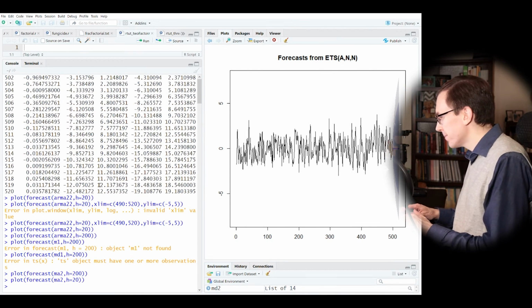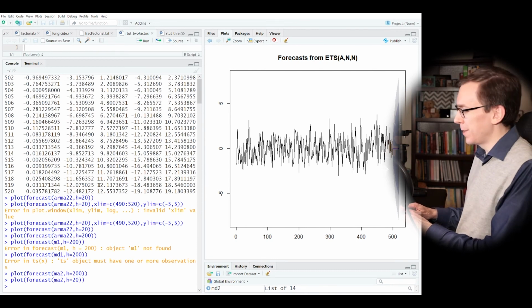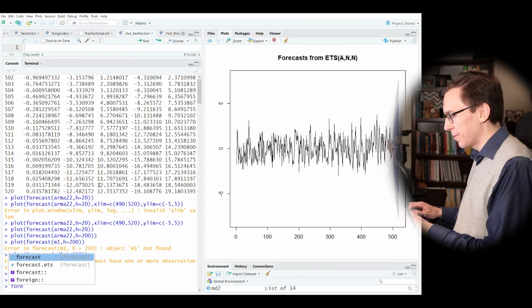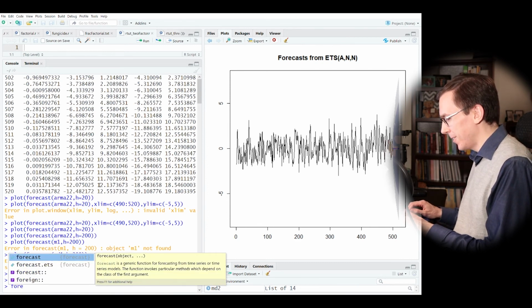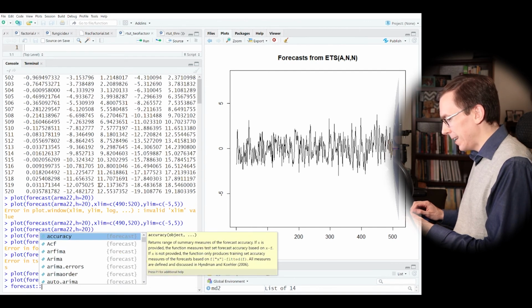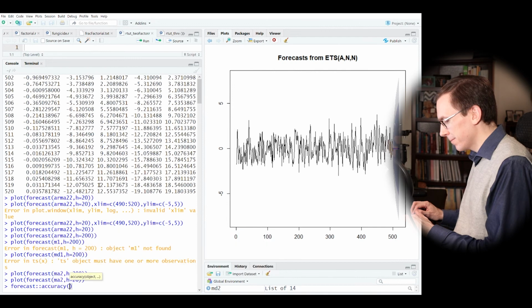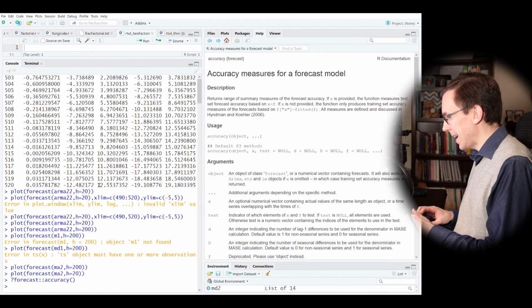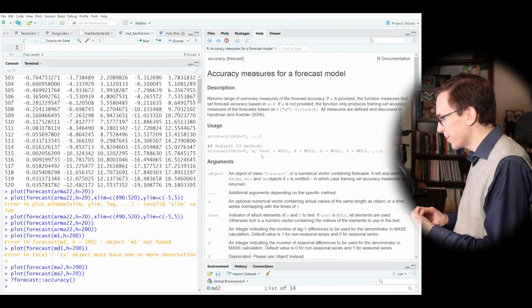Now, I think we still got a few minutes, so I'm just going to run even further off script than I already have. Because I know there's a way, I think, yeah, accuracy is what I wanted to find. Oh, good. Luckily, it started with an A. I couldn't remember what the function was I wanted.